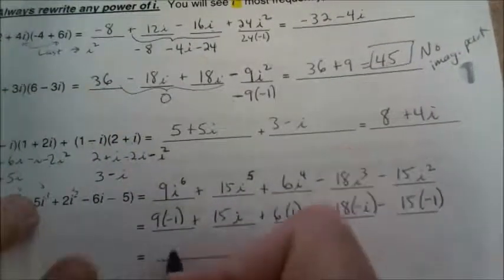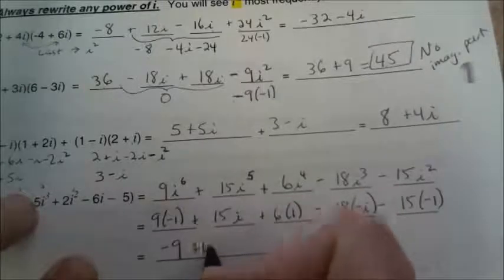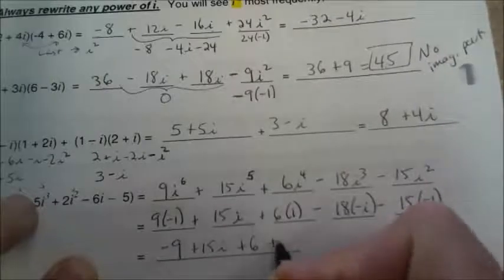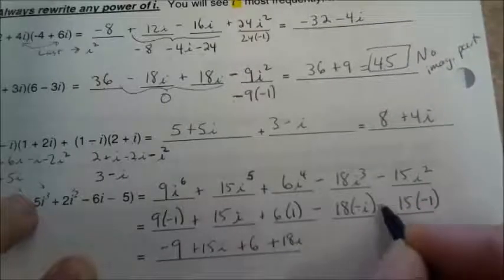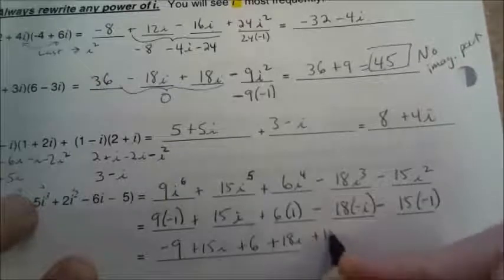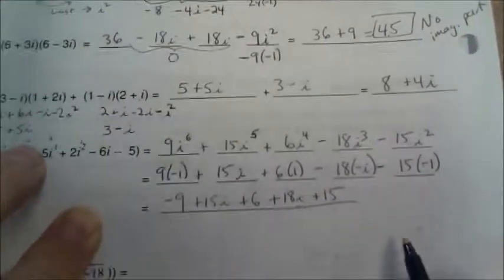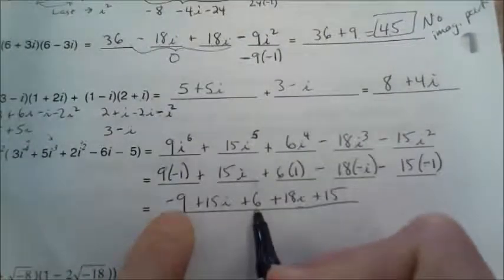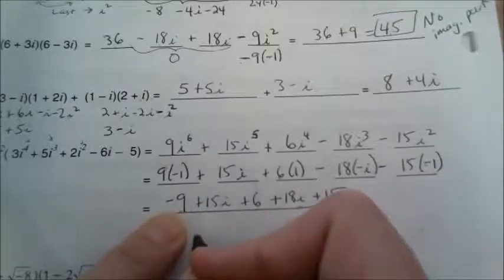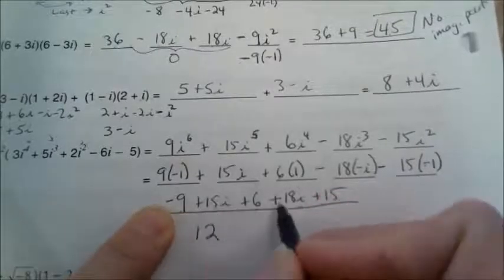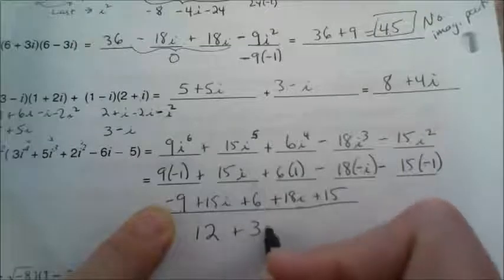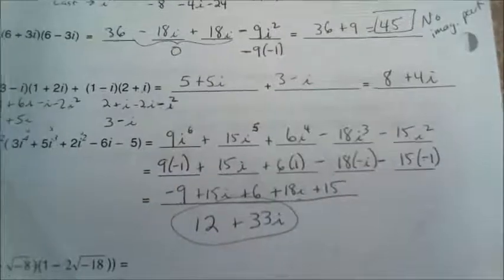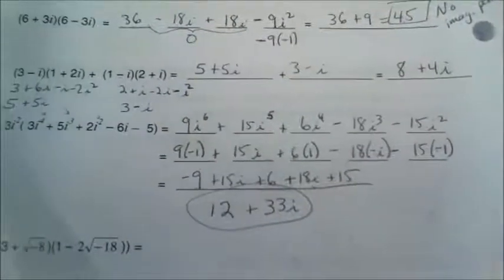So now what we have is negative 9 plus 15i plus 6 minus a negative is positive 18i, and minus a negative 15 is plus 15. So now we're going to just combine like terms. Negative 9 plus 6 is negative 3. Negative 3 plus 15 is 12. 15i plus 18i, add them together, and I think you get 33i. And I think that's the right answer. I'm hoping. If I made a mistake, somebody please tell me.